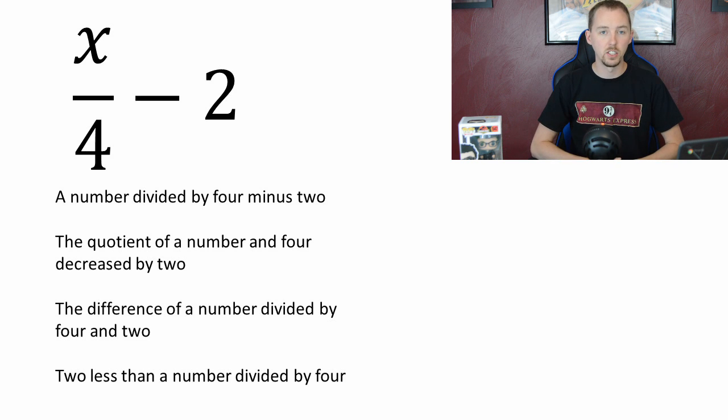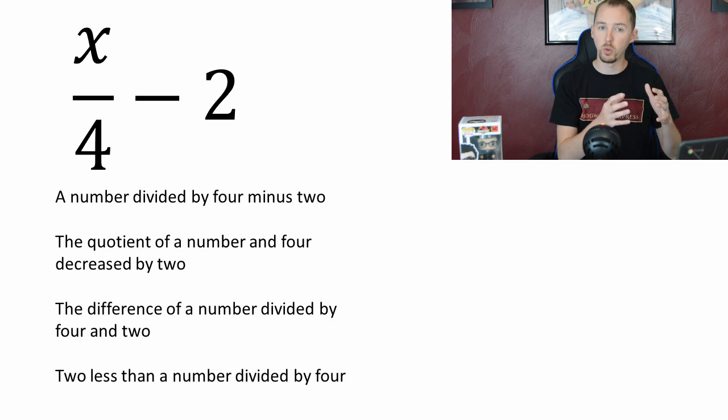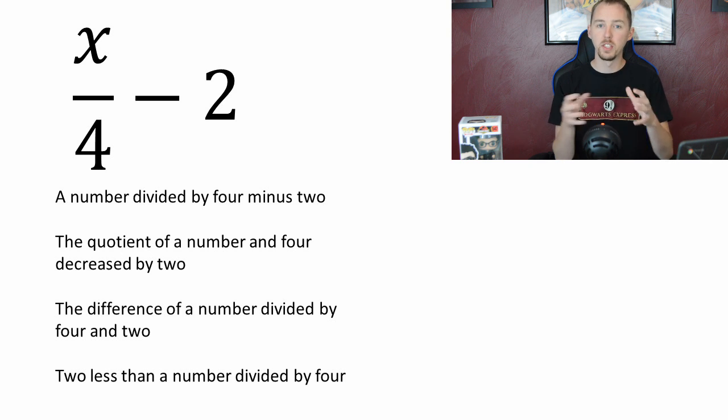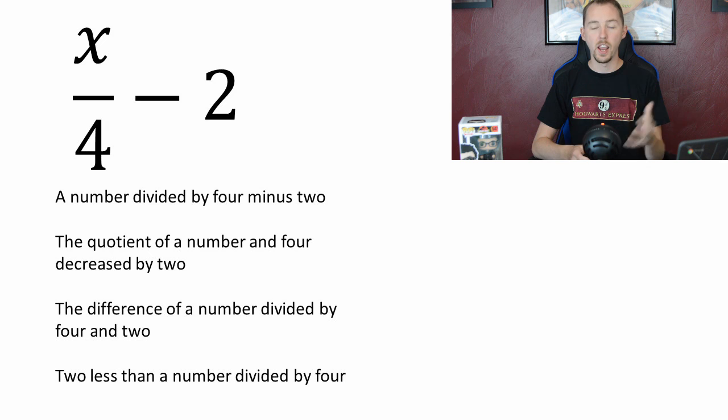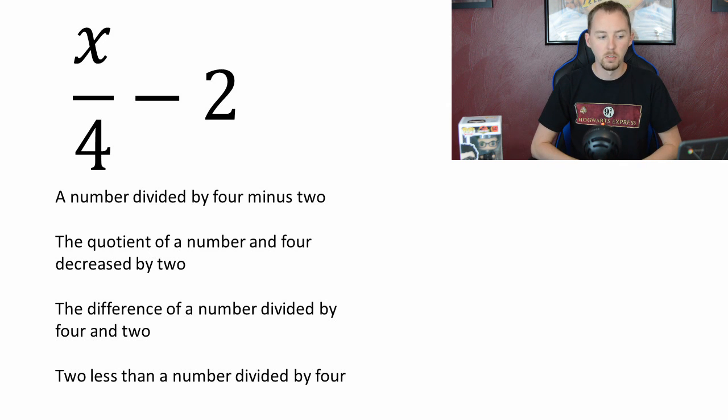Another easy way is to use the words quotient. The quotient of a number and 4 decreased by 2. When we use the words quotient, whatever comes next, the next 2 things are the 2 things that are going to be divided. So when I say the quotient of a number and 4, the next 2 things, those are the 2 things that get divided. And then I chose decreased by 2.